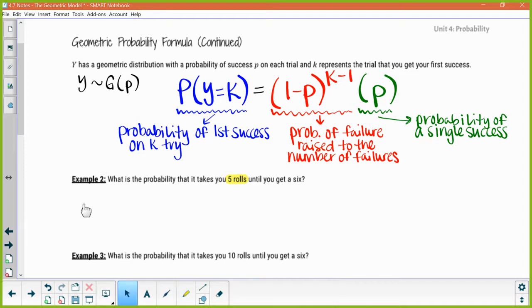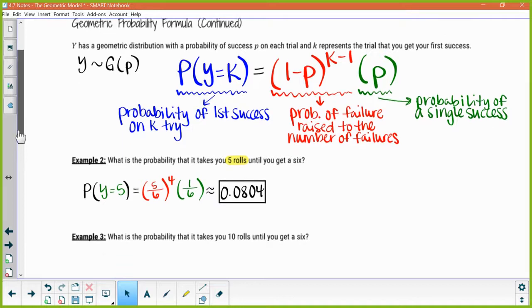So we're going to have the probability that Y is equal to 5. That means if I got my 6 on the 5th roll, I had to have 4 failures first. So 5/6 to the power of 4, and then my success, which with the general multiplication rule gives me approximately 0.0804. Again, I typically round to 4 decimal places just because it does convert nicely to percents in the event that they ask you to interpret. Because this would be like an 8.04% chance of this occurring.